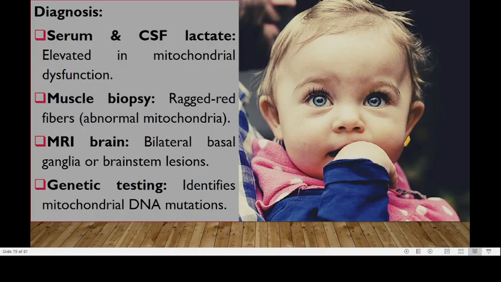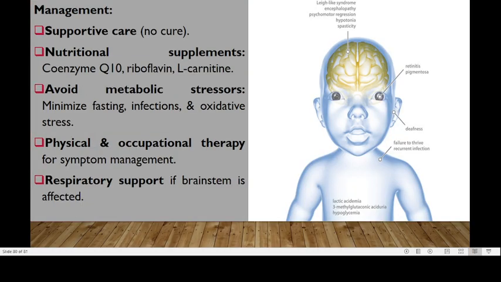In terms of diagnostics, we do serum and CSF lactate, which will be elevated in mitochondrial dysfunction. The muscle biopsy will show ragged red fibers, abnormal mitochondria. MRI brain will show bilateral basal ganglia or brainstem lesions, and genetic testing will identify mitochondrial DNA mutations. In terms of management, you do supportive care, so there is no cure. Do nutritional supplements, the coenzyme Q10 and riboflavin, and L-carnitine.